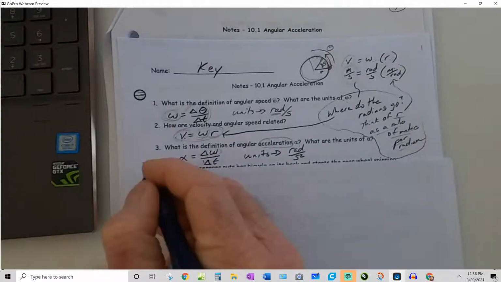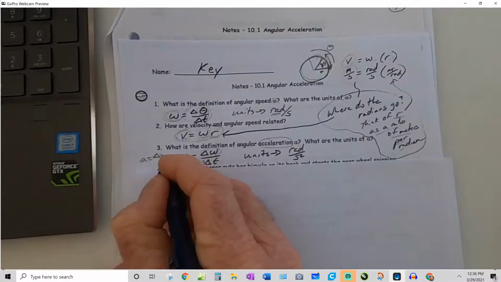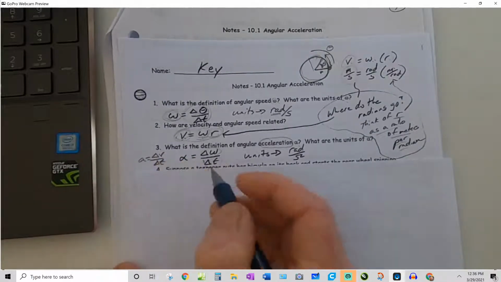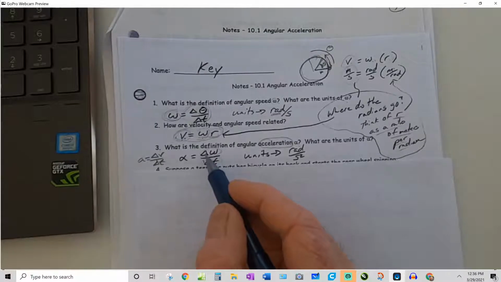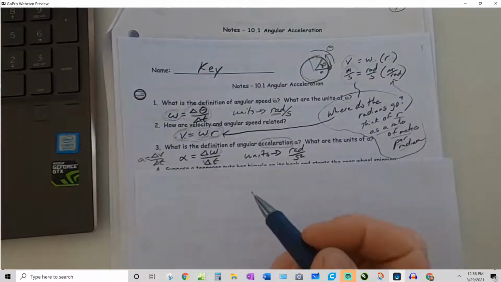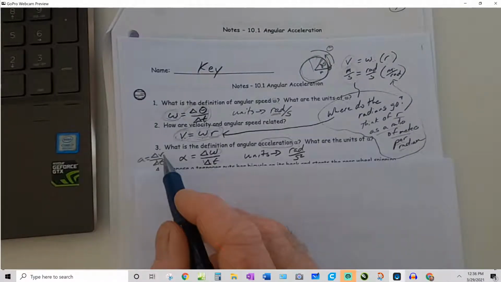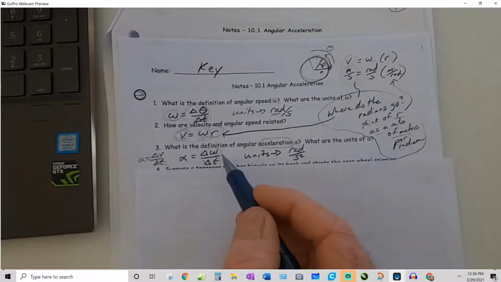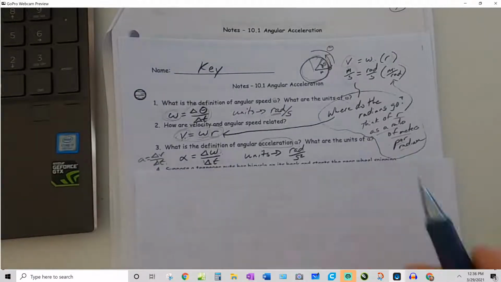Just like acceleration equals change in velocity over change in time, now we've got change in angular velocity over change in time. And velocity is meters per second, so this is going to be radians per second, or radians per second squared.